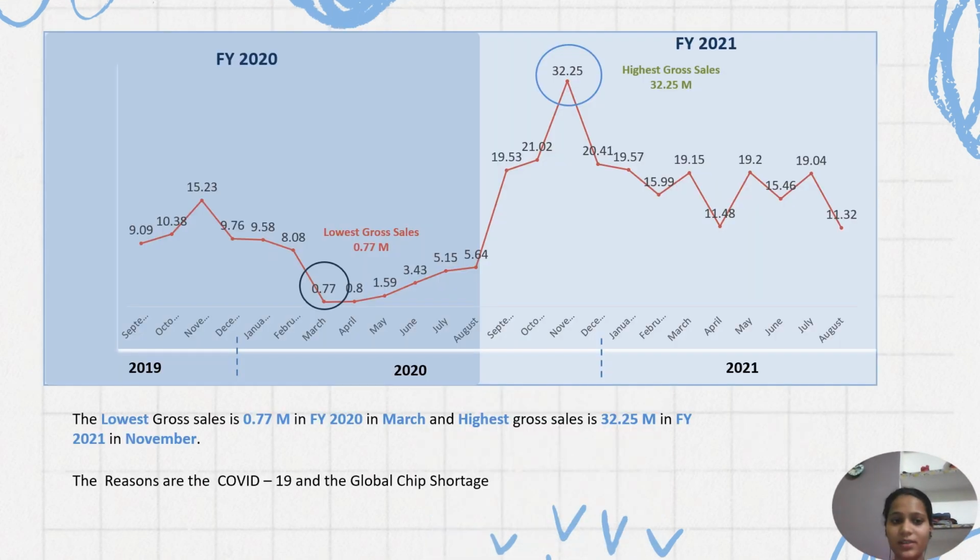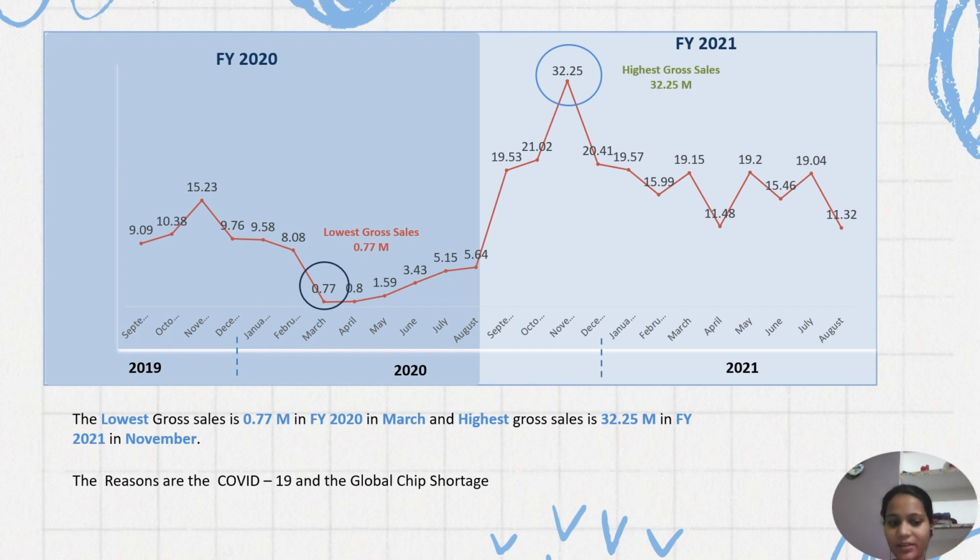As you can see, in the fiscal year 2020 we have the lowest gross sales with a value of 1.77 million in the month of March. And in the fiscal year 2020, we have the highest gross sales with a value of 32.25 million in the month of November. Okay, this is the same thing.